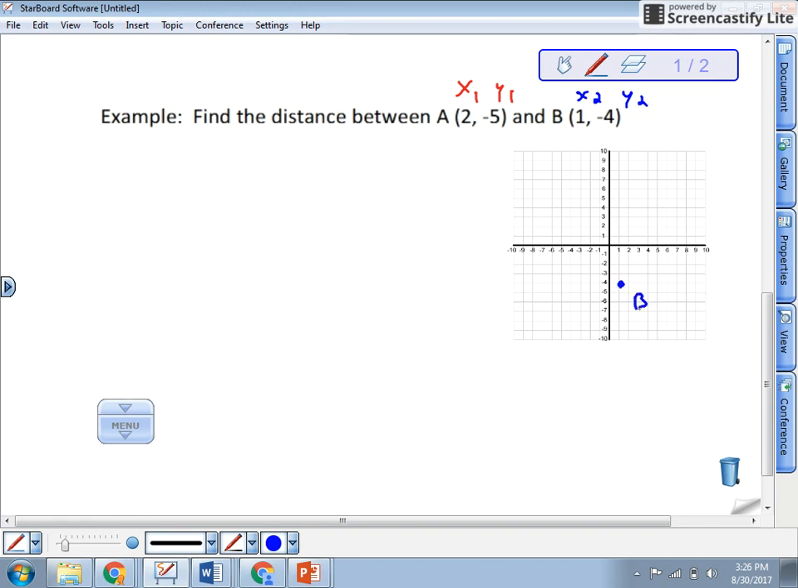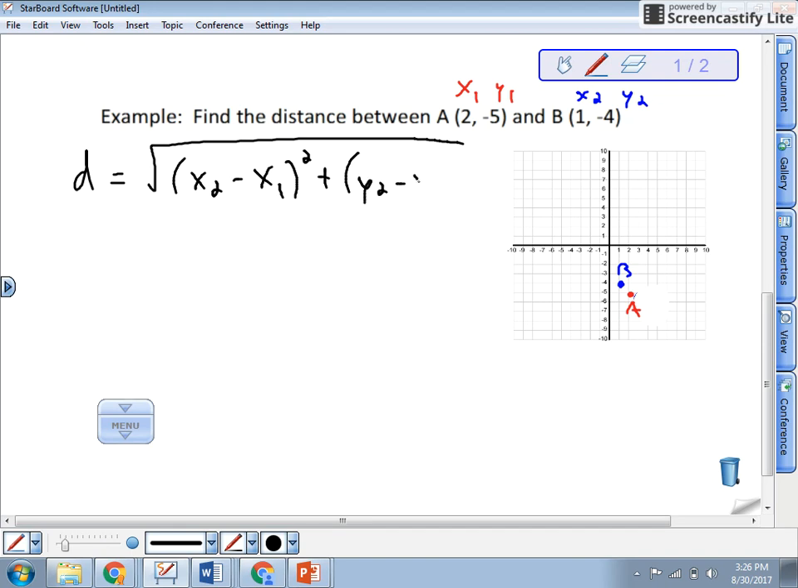There's B. Okay, and then A is at 2. There's 2, and then -5. Down 1, 2, 3, 4, 5. All right, so there is my A value, and B again is pretty close to it. So it's a short distance, but we want to know what that exact distance is between them. All right, let's write down that distance formula. So distance equals, remember we're taking the square root of all of this, x2 minus x1, quantity squared, plus y2 minus y1, quantity squared. And now we just plug and chug.